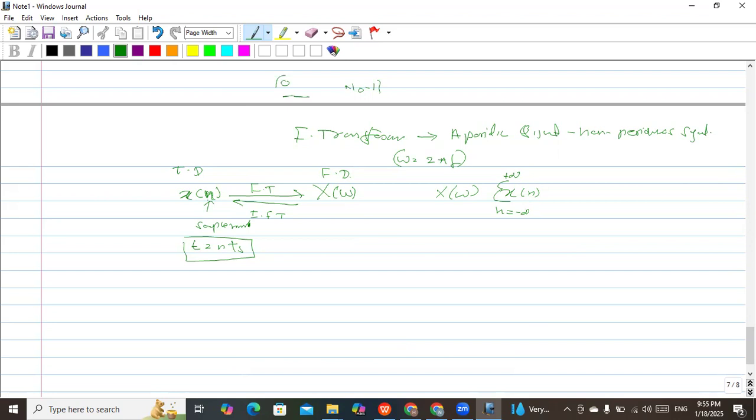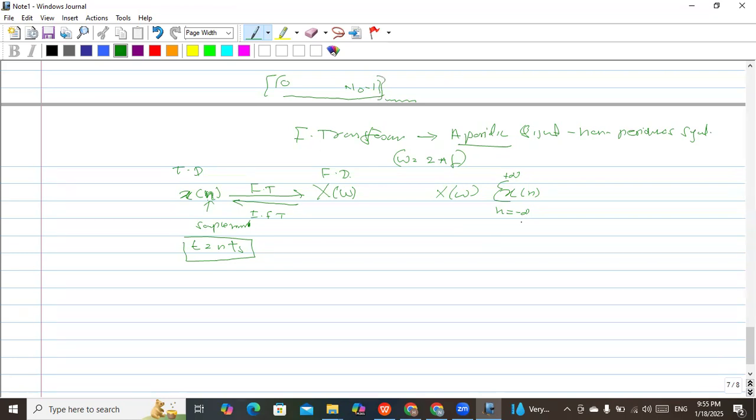So actually, we consider only one sequence. This sequence is repeating, so we are focusing on this sequence only, not the repeating values. But here this one is not repeating, because this is not a periodic signal, so you need to consider all the values, whereas for a periodic signal only one repeating sequence is enough.